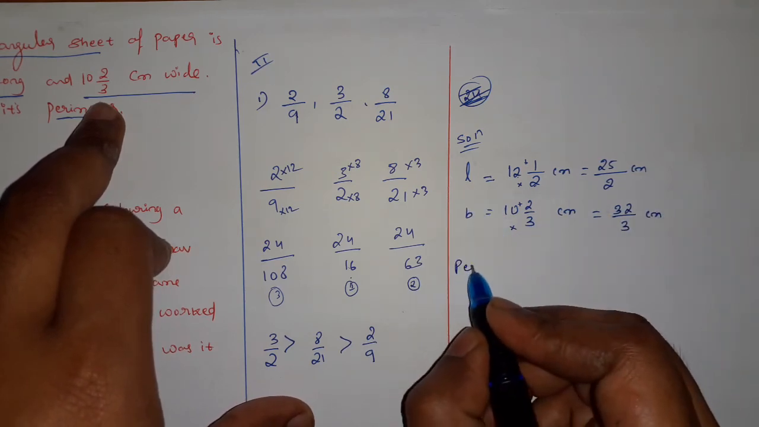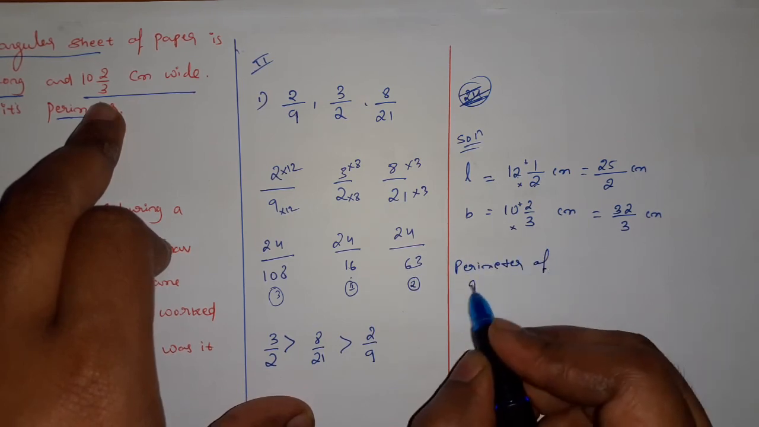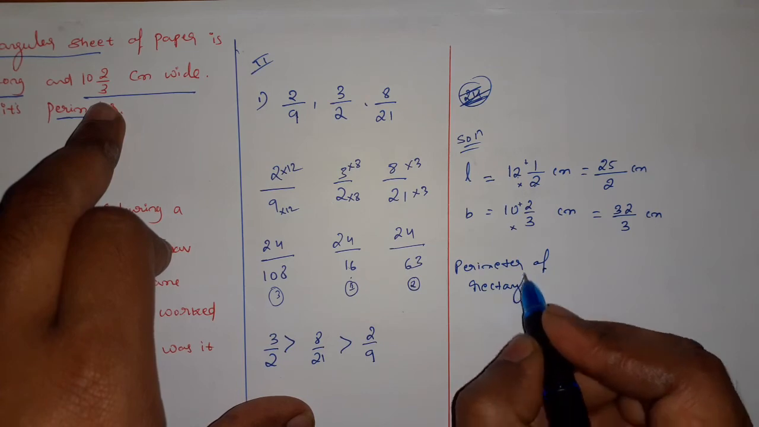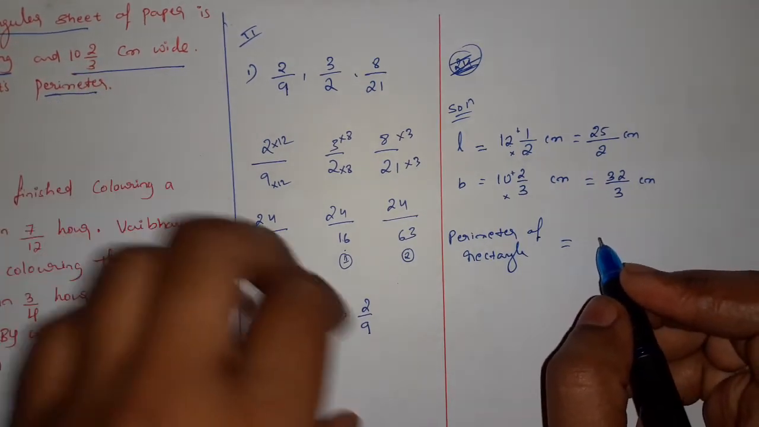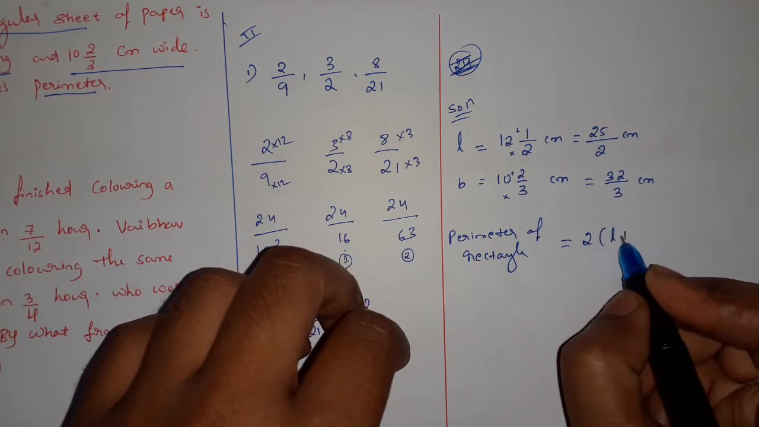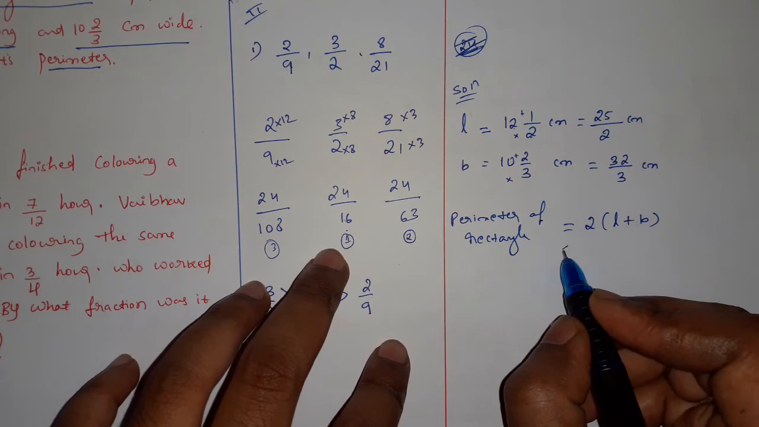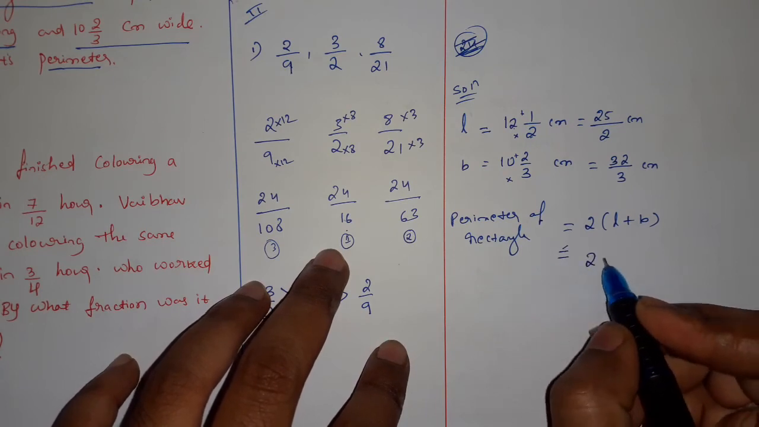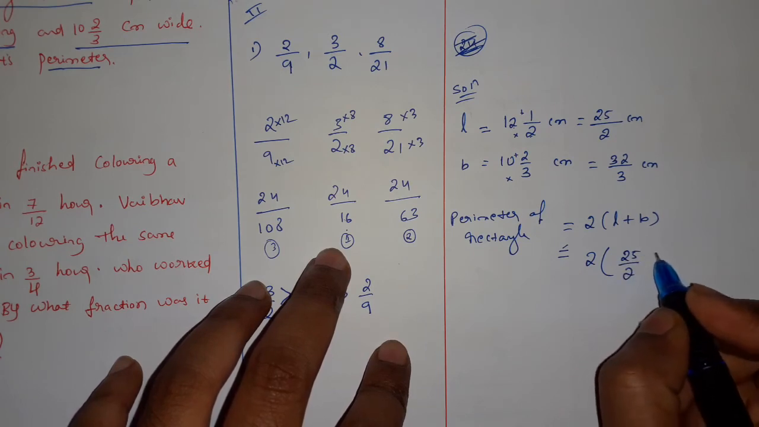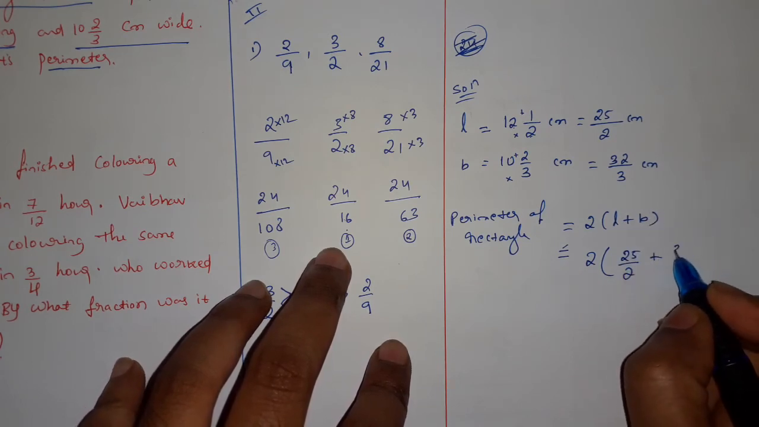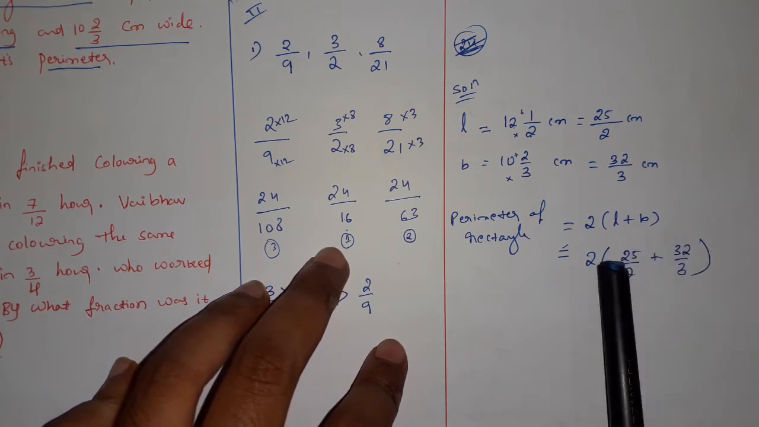The perimeter of a rectangle is given by what formula? Perimeter of a rectangle is always equal to 2 times of L plus B. Now you substitute the values. 2 times of 25 by 2 plus B, which is 32 by 3. Can you add these two fractions directly?